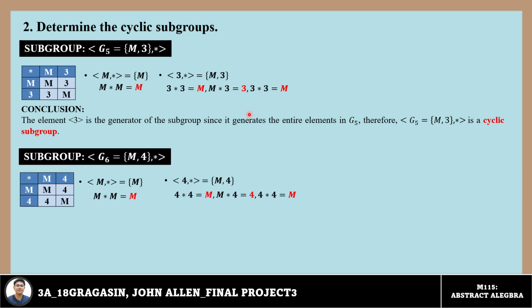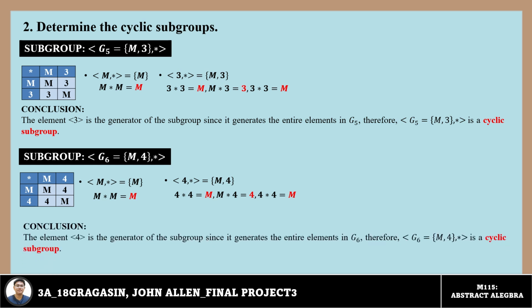Next, we have here the subgroup G sub 6 with elements M and 4 under the binary operation star. So we have here M, and it doesn't generate the entire subgroup. So we have here the 4. As you can see here, it generates the entire subgroup. Therefore, since a generator exists in G sub 6, we can conclude that G sub 6 is a cyclic subgroup.